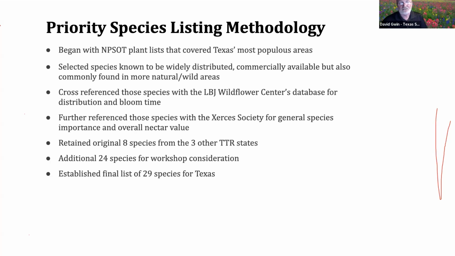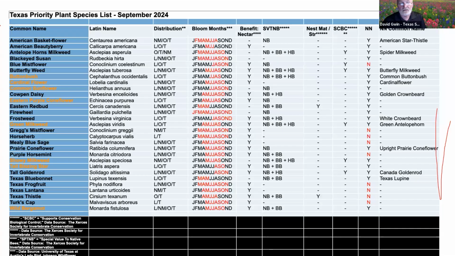All that said, we took the 8 species, we added a much larger grouping, in fact, another 21 species, to get us to a final list of 29 species for Texas. This graphic shows you that list, and I'll be happy to share this with Vicki and she can share it with all of you, or you can actually go to the Time to Restore website and download a copy of this for your own use. It's available and very easily accessible.